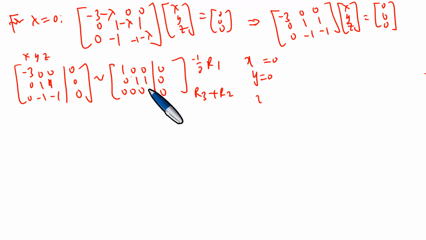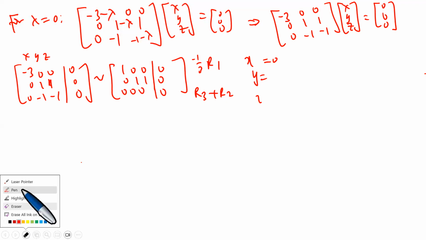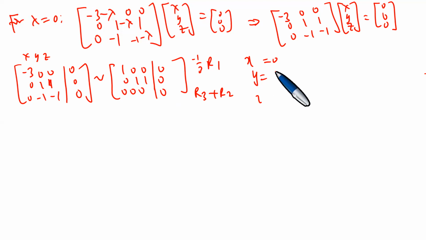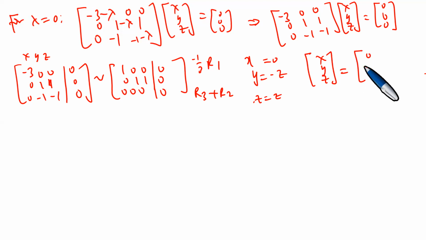X is 0, but y is what? Y is minus z, because this means y plus z is 0. So y is minus z, and z equals z. I keep losing you. I think it's the load shedding that I'm losing you. So you have this. Yes, this is the correct eigenvector.